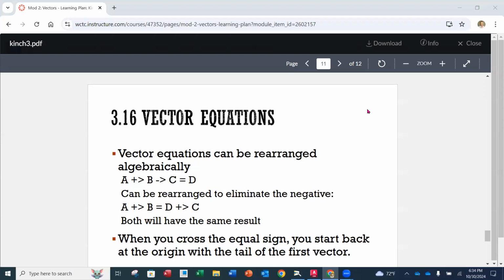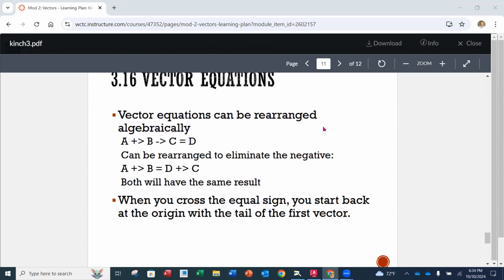So in section 316, this is actually on page 60 in your book. It talks about vector equations. Now, vector equations have the same rules algebraically for rearranging.